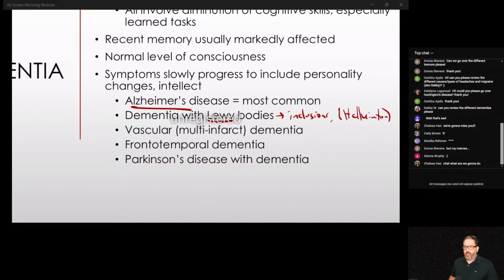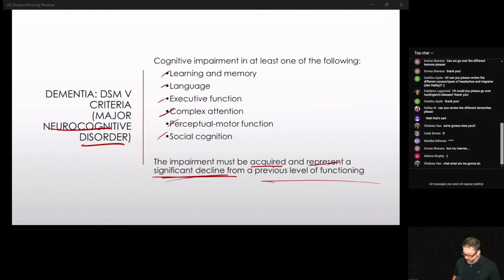Vascular multi-infarct dementia. Those are the lacunar infarcts. Stepwise progression. Every time they have a drop, they have a new infarct. Frontotemporal dementia, we really didn't go over very much. But obviously it's going to affect the frontal and the temporal lobes. And then Parkinson's, obviously with dementia, they do have a link. They are connected a little bit.